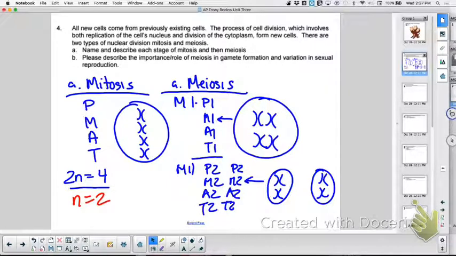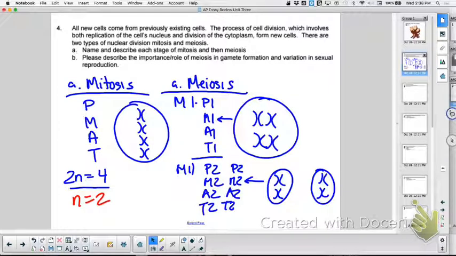Now, the second part of the question says, please describe the importance of meiosis in gamete formation and variation in sexual reproduction. Meiosis gives us three opportunities for variation. What are those three opportunities? Crossing over, which would occur during prophase 1. Second opportunity, independent assortment, which would occur in metaphase 1. And then fertilization. Which sperm fertilizes what egg? You don't know. So those are your three areas for variation.